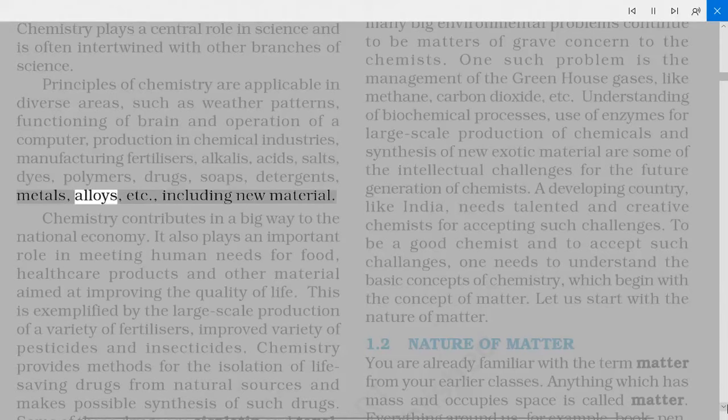Chemistry contributes in a big way to the national economy. It also plays an important role in meeting human needs for food, healthcare products, and other material aimed at improving the quality of life. This is amplified by the large-scale production of a variety of fertilizers, improved variety of pesticides and insecticides. Chemistry provides methods for the isolation of life-saving drugs from natural sources and makes possible synthesis of such drugs. Some of these drugs are cisplatin and Taxol, which are effective in cancer therapy. The drug AZT, azidothymidine, is used for helping AIDS patients.